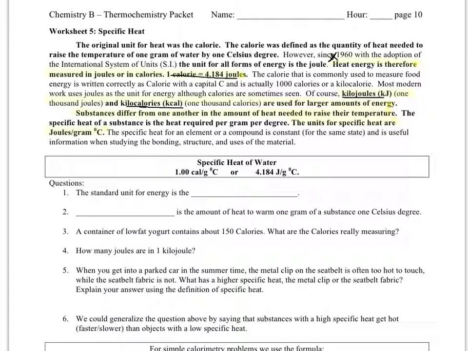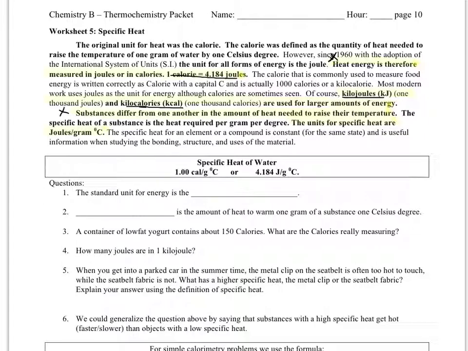This is because metal and water have different specific heats, the amount of heat required to raise the temperature of the substance. Since metal heats up without a whole lot of difficulty, it has a low specific heat. But since water requires a lot of energy to heat it up, a lot more work to get it warmed, it has a high specific heat. So that's what is being discussed right here in your notes.